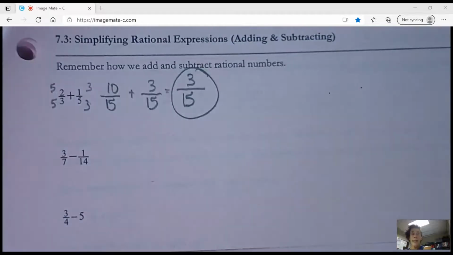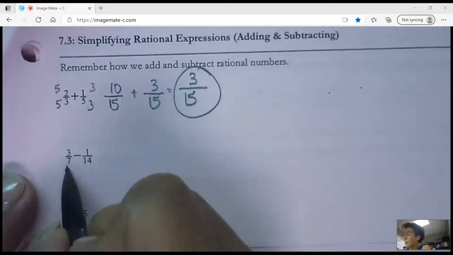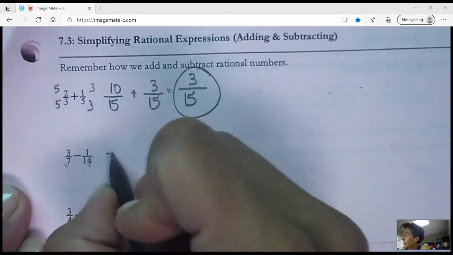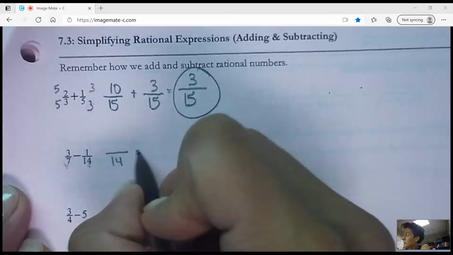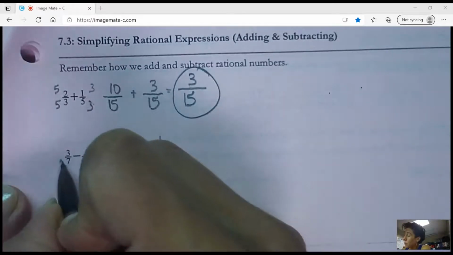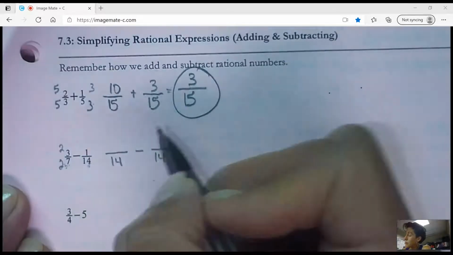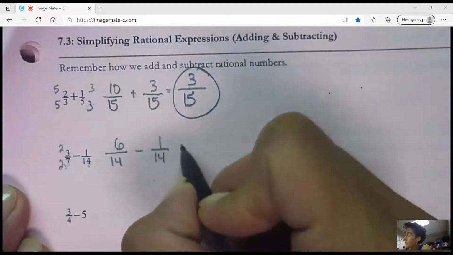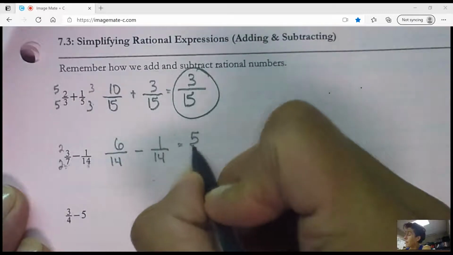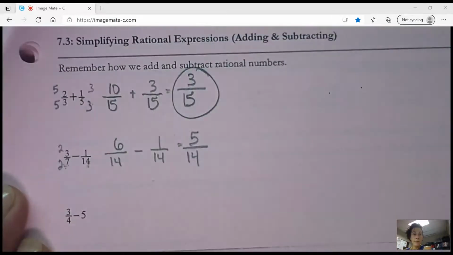All right? And the same would happen with subtraction. So here our least common denominator actually happens to be this number. So when I go for my common denominator, I don't need to change the second fraction. So to make this 14, multiply the denominator and the numerator by 2. So now when you're ready, 6/14 take away 1/14 means you have 5/14 left.